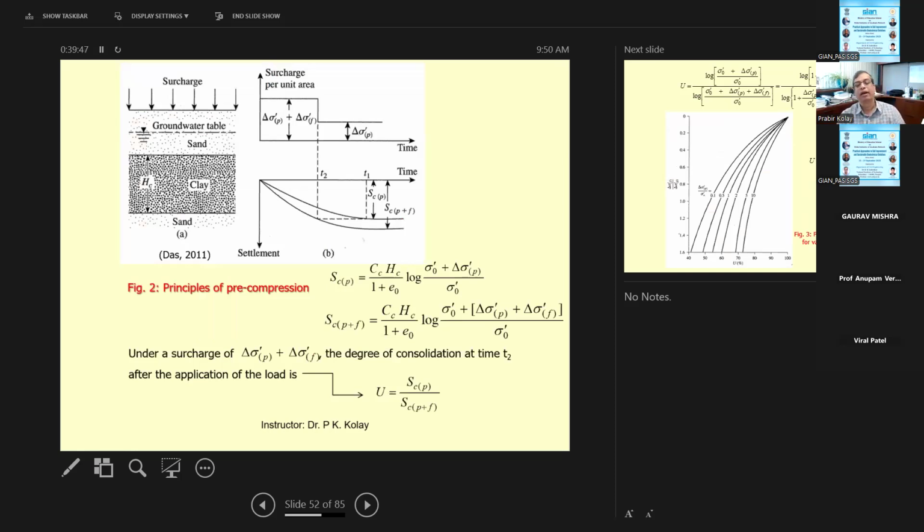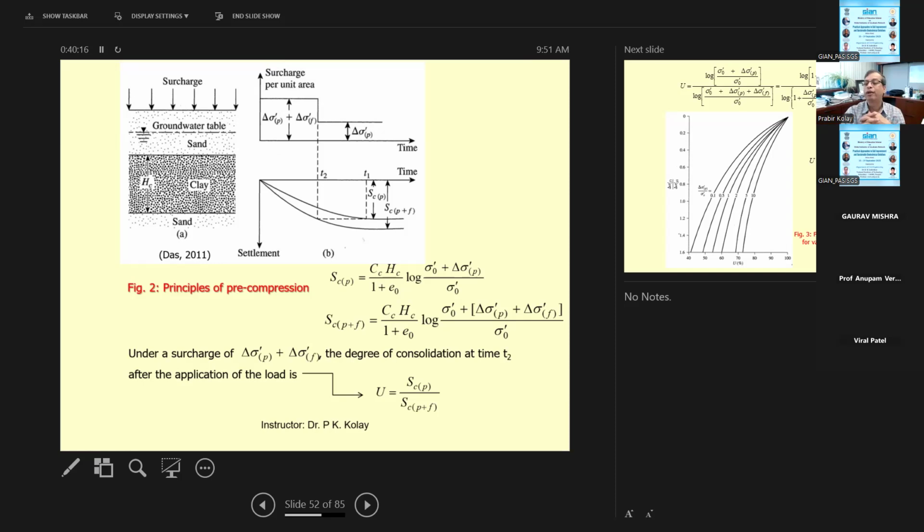So this is again the surcharge load for the clay sample over here, and what is happening. So we have the surcharge load and the final load. Then we can find out how much is the total pressure, the pre-consolidation pressure, and how much is the pressure plus surcharge pressure. So most of the time you can easily find that out under the surcharge load.